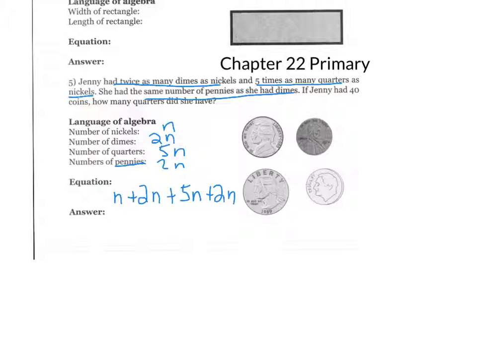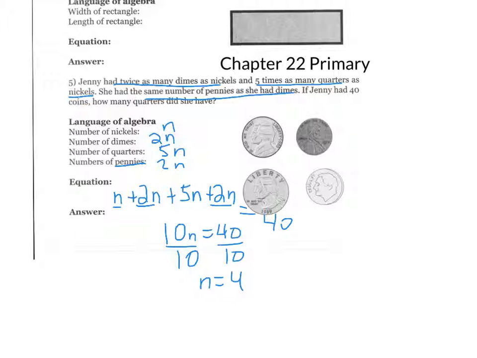What does that equal? Altogether, that equals 40. So we put those together, and remember that means 1n. So 1 plus 2 plus 2 is 5. 5 plus 5 is 10. So we have 10n equals 40. Divide by 10, n equals 4. Well, let's see if that's really true.